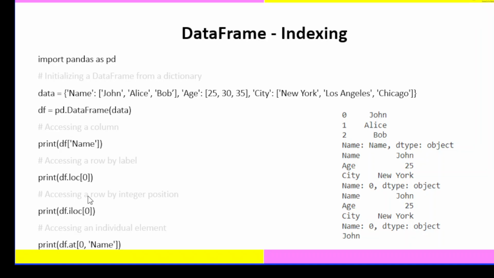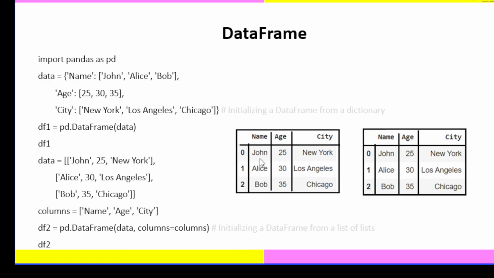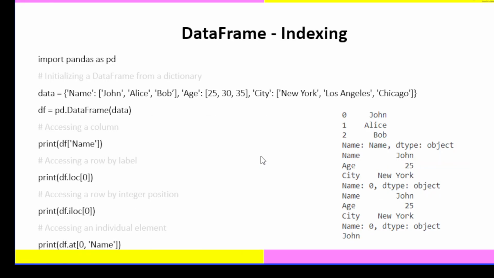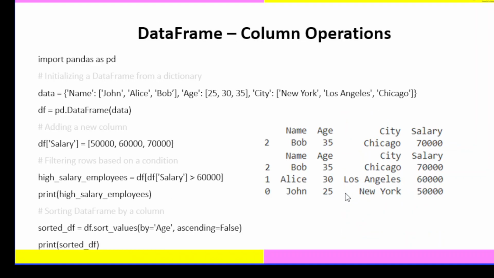Whenever you access a row by a label, we use loc, and whenever you use iloc, it is by integer position. With loc, you can even use the particular label name as well. Then finally comes the at. You can access an individual element. For example, 0th row, what is the name? It is John. That's all about data frame indexing.